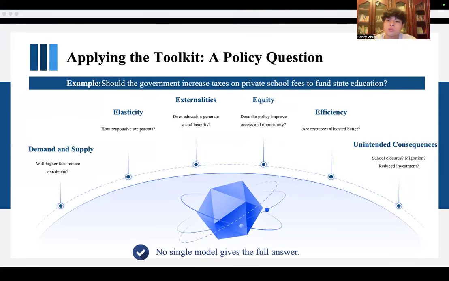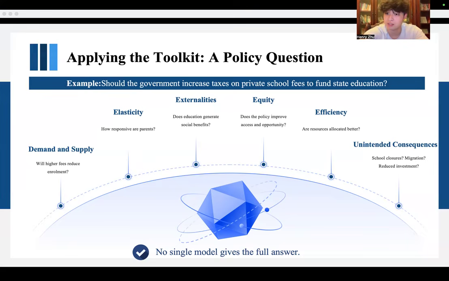Now, let's see how economists actually use these tools. Consider this question. Should the government increase taxes on private school fees to fund state education? This is a real policy debate in several countries. Notice something important. There isn't one simple diagram that gives us the answer. Instead, economists combine many different ideas. We might ask, how much will demand for private schools fall? That's a question about demand and supply. How sensitive are parents to higher fees?